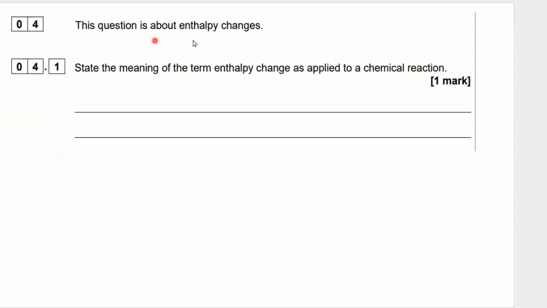Question 4. The question is about enthalpy changes. 4.1. State the meaning of the term enthalpy change as applied to a chemical reaction. This is just a clear definition you have to know. The change in heat or energy, change in heat energy at a constant pressure.